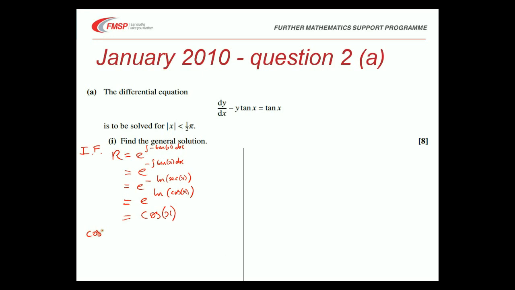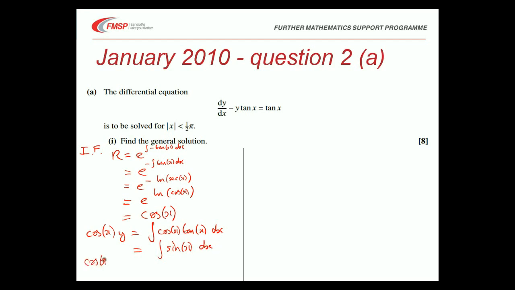which means that r times y, so cos x times y, is the same as the integral of r times the right hand side, which is cos x times tan x. And I'm already thinking, oh, that's nice, because I know what cos x times tan x is. Tan x is sine over cos, so multiplying by cos will just give me sine x. And I'm relieved because I can integrate that. And I think I'm almost done. I better do this though.